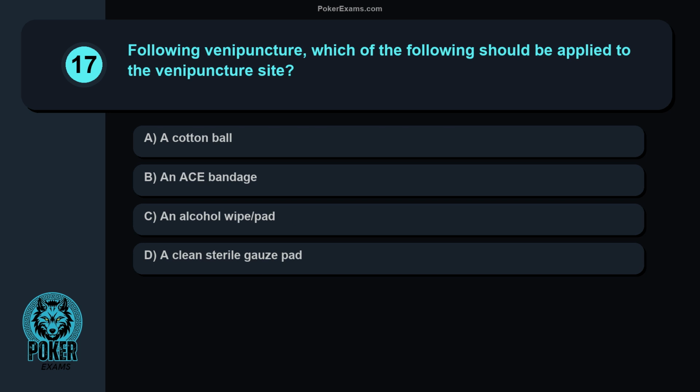Question 17. Following venipuncture, which of the following should be applied to the venipuncture site? A cotton ball. An ACE bandage. An alcohol wipe/pad. A clean sterile gauze pad.